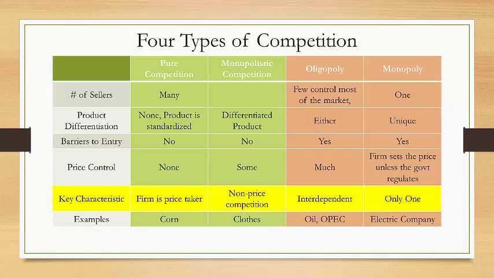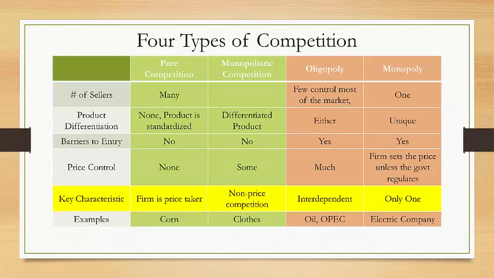For pure competition, we all sell standardized products, so the market sets the price and each individual seller is too small to influence the market. They have no price control. Monopolistic competition is a mix of pure competition and monopolies, where producers differentiate their products based on quality, so we will pay more. This is non-price competition.